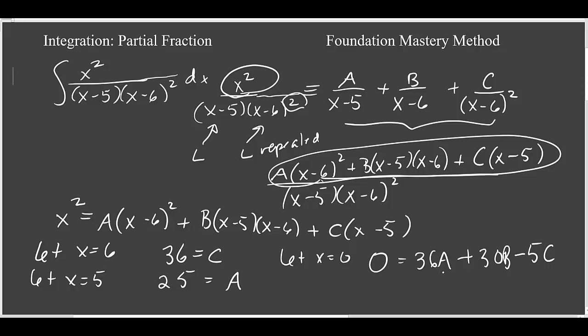Now since we know the values of a and c, we can use those to find b. So if we substitute in a equals 25 and c equals 36, we get that b equals negative 24.